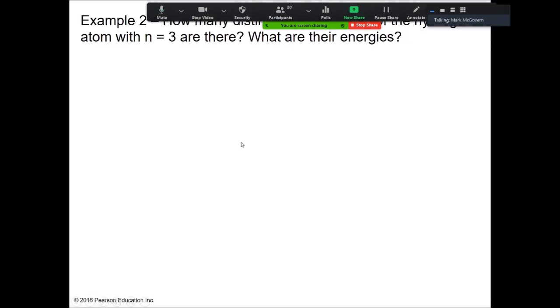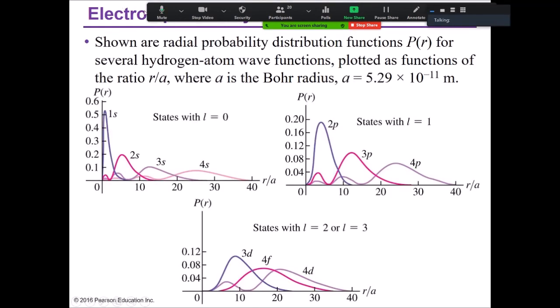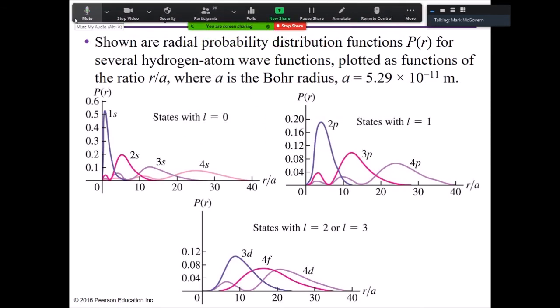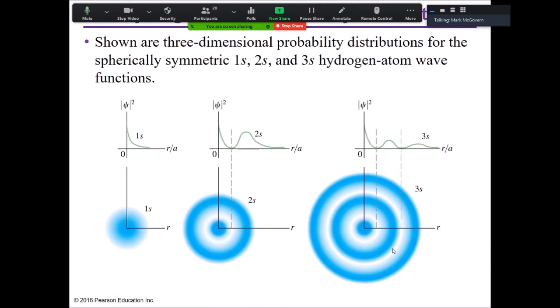All right, let's get back to this. So here are our probability functions for the different states in hydrogen. These are all given by probability versus distance here, basically. This is all distance divided by Bohr radius. So you can see that for l equals 0, all the different s states, 1s is very close to the nucleus, and 2 and 3 and 4 get further out. For l equals 1, the states look very similar down here. In fact, you've seen these before. If you've taken any kind of chemistry, they've shown you these functions.